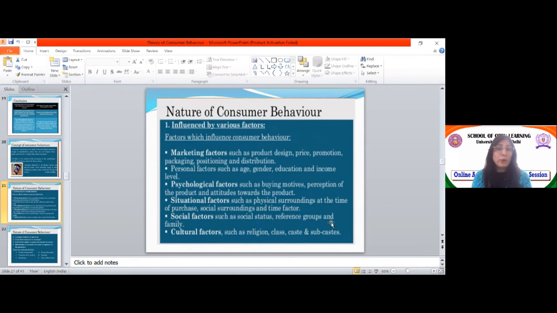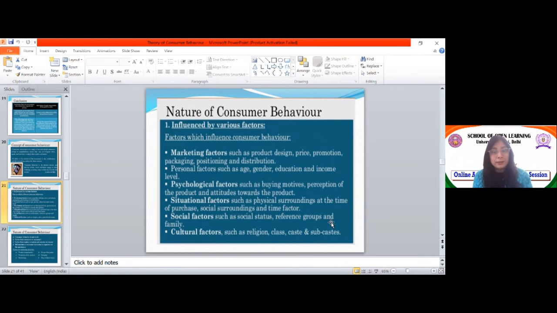If some product has been advertised a lot, it has actually penetrated your mind already, and your perception changes for that thing. So definitely the marketing factors, like how the product's packing is, its distribution, how easily available it is in the market. On the basis of these factors you decide your choices.